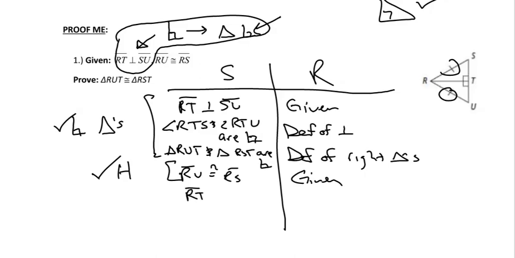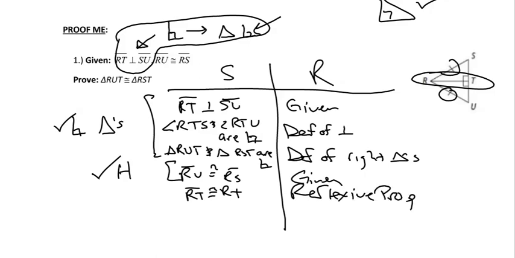Now we just need our last piece, which is a leg congruent to a leg. That would be RT is congruent to RT. By which property? How do I know the leg is congruent to the leg? Reflexive property. That would be my leg congruent to the leg. So now I have every part that I need, and I can say triangle RUT is congruent to triangle RST by HL. And there we go. If there are any proofs that people have issues with, it's usually these ones because of this part right here.